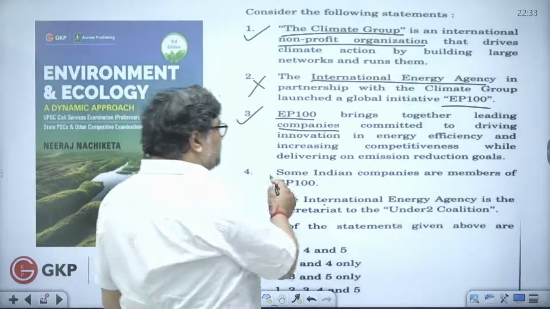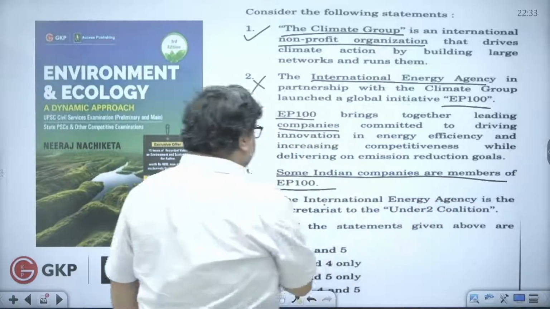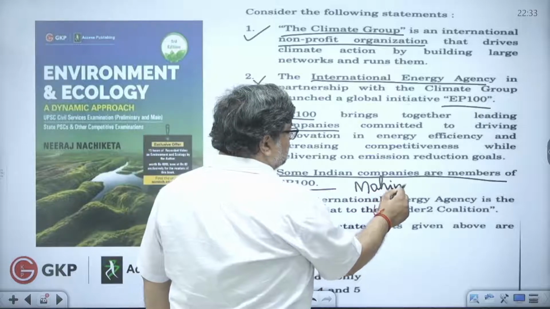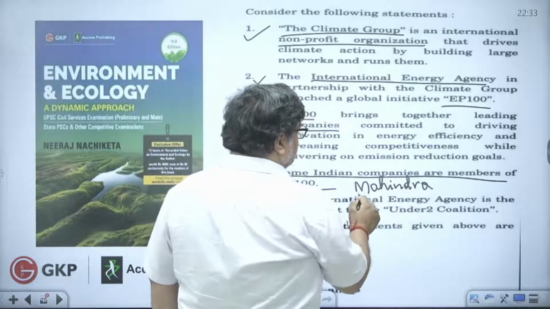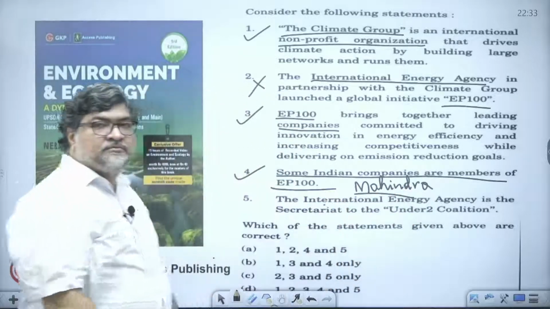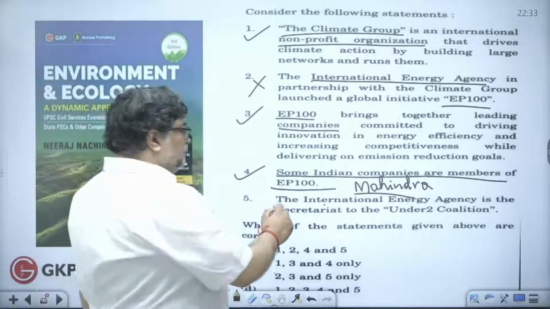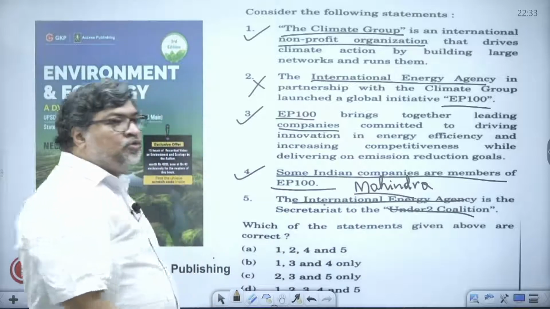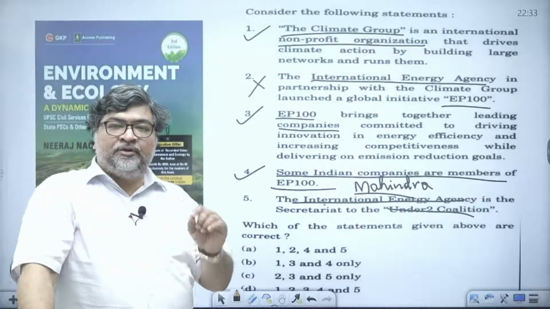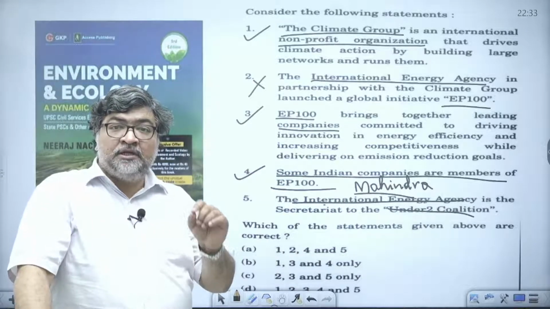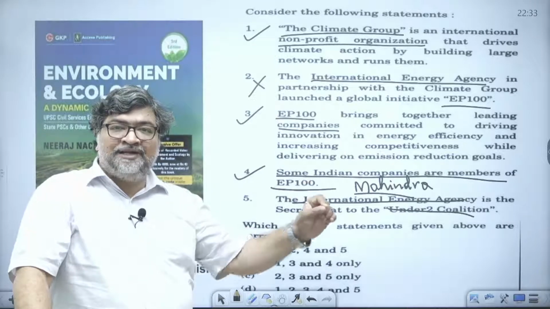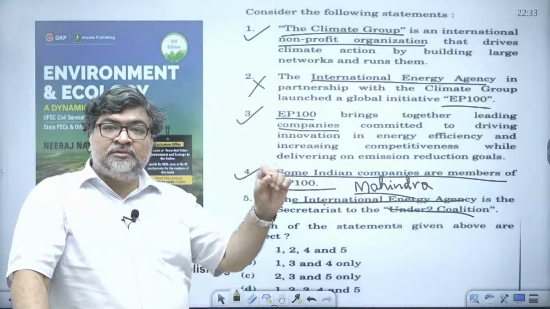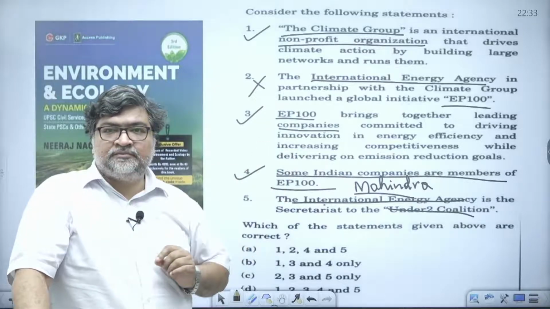Now some Indian companies are members of EP100. That's correct. One example is Mahindra and Mahindra, which is a part of this network, EP100. The International Energy Agency is the secretariat of the Under2 Coalition. Under2 Coalition means keeping the temperature of Earth's surface below 2 degrees Celsius by the end of the century. That's the ultimate aim of the United Nations Framework Convention on Climate Change.